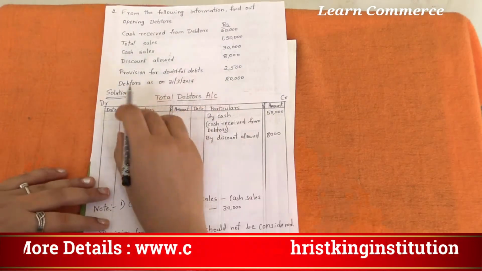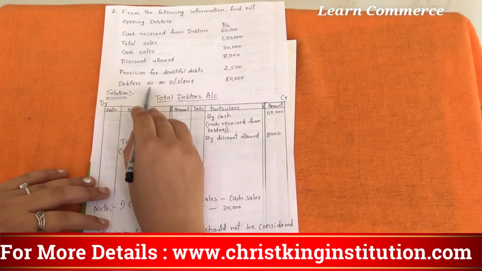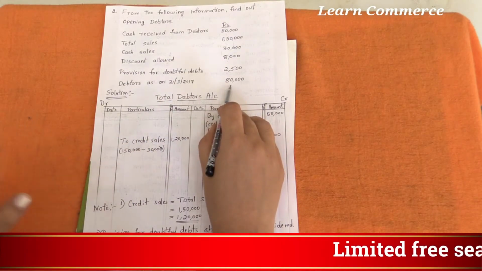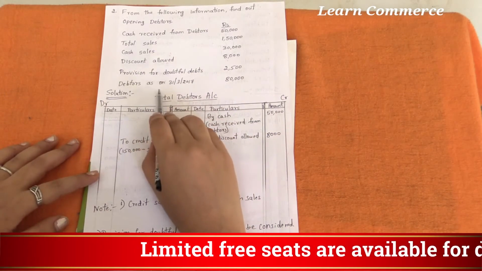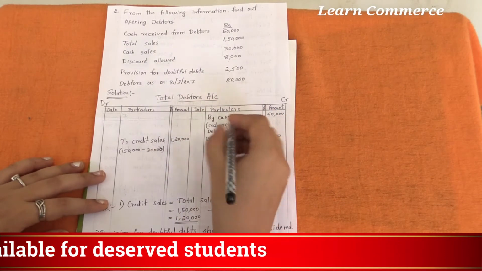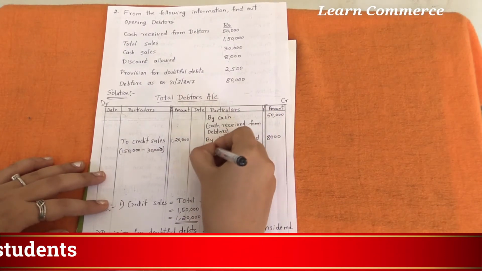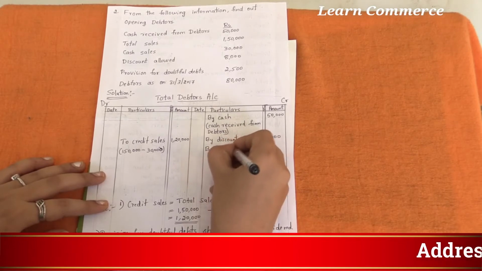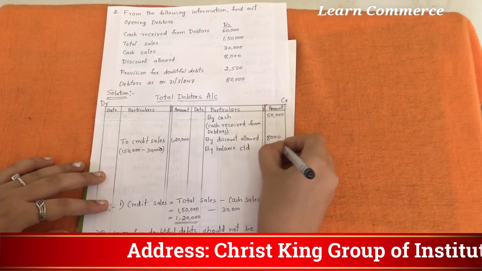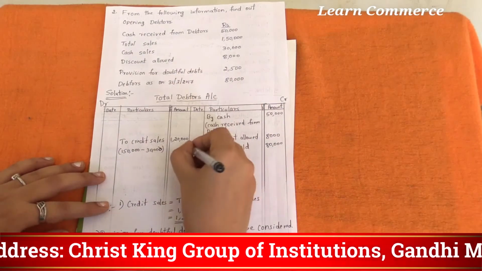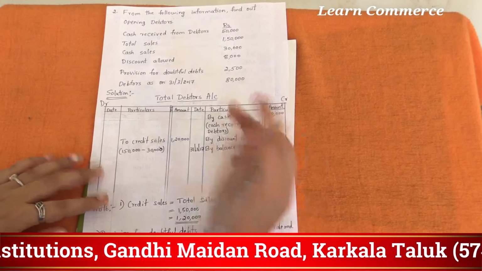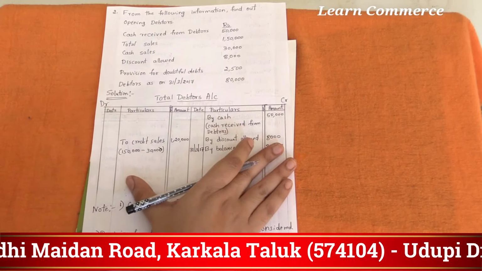Okay. Then next, debtors as on 31st March 2017, that is 80,000 rupees. It is nothing but closing debtors. In the debtors account we write it as by balance carry down. The amount given is 80,000, and the date is also given, 31st March 2017. Okay, the given information we recorded in the account.